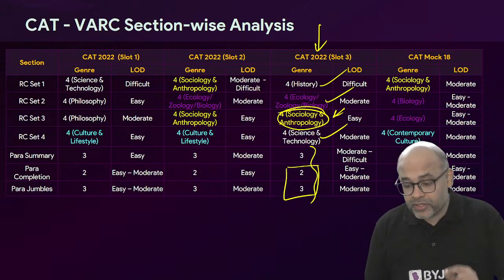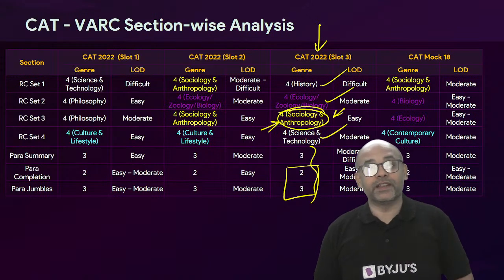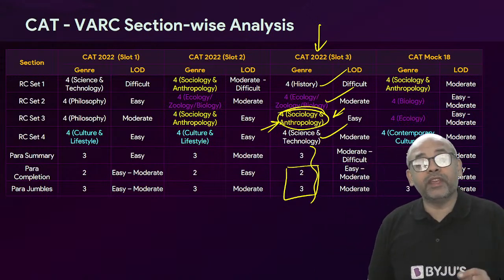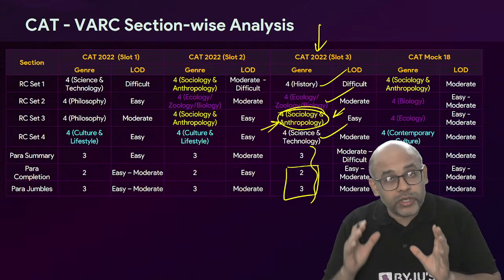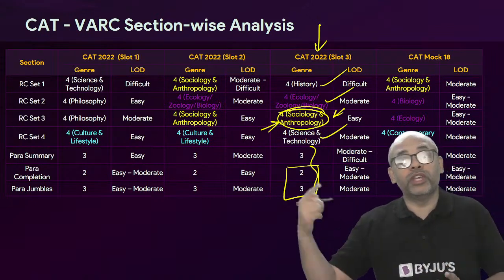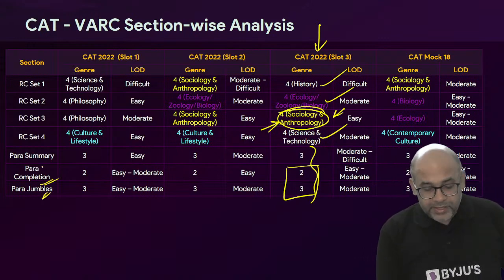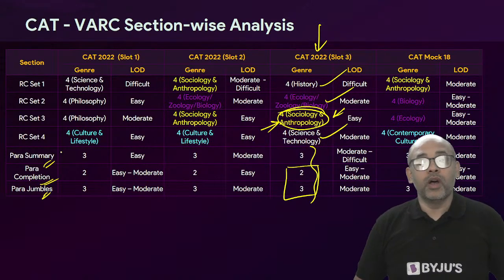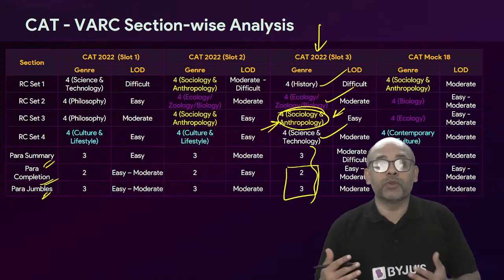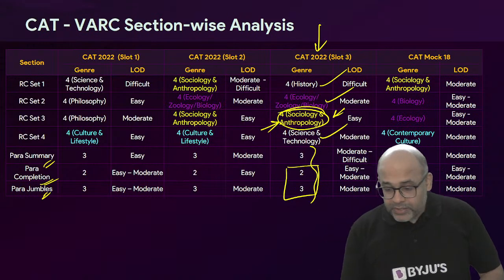The decision is based on your historical analysis of that particular RC. That is why I keep repeating, there are 4 or 5 genres only. Make sure that you know relatively how good are you in each of these vis-a-vis your para jumbles, para completion and para summary. This is something that I cannot say do this because it is all person dependent, right? Anyway, so this is what we have given.